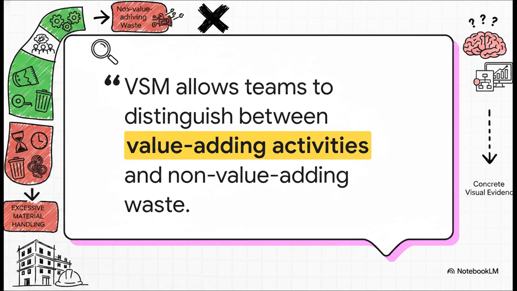This is exactly why a methodology like VSM is a game changer. As the source literature points out, it allows project teams to distinguish between value-adding activities and non-value-adding waste. Without a map, you're flying blind. You're just guessing where the bottlenecks are. But with VSM, you transition from managing by gut feeling to managing by concrete visual evidence. You stop guessing and you start seeing the exact spots where your time, budget, and resources are bleeding out.